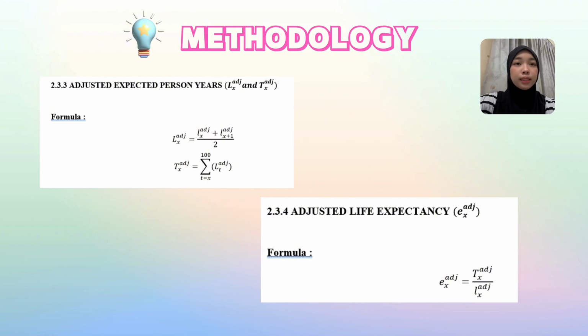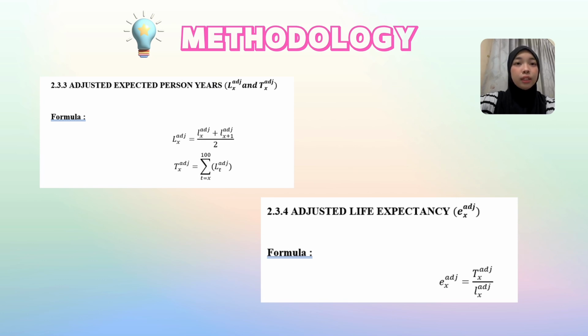First, the adjusted person years lived, Lx. Using our modified survivors count, lx, we recalculate the person years lived within each specific age interval, assuming a uniform distribution of deaths within each year. Second, the adjusted total person years.